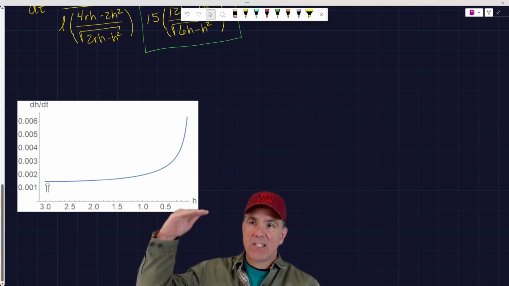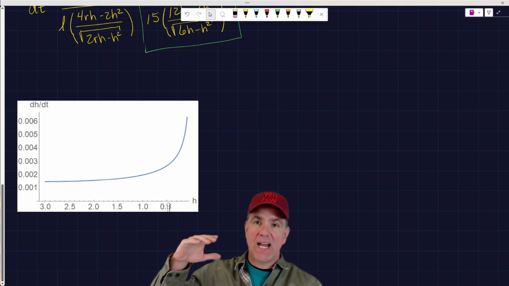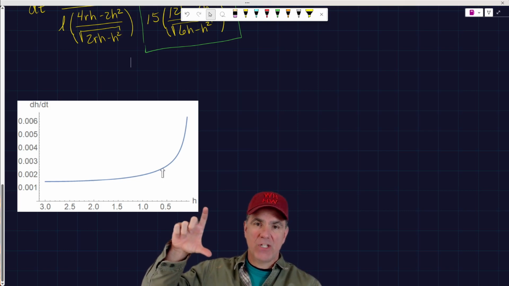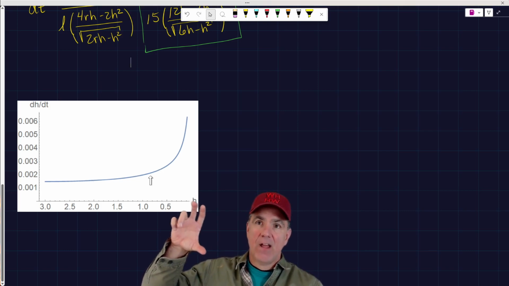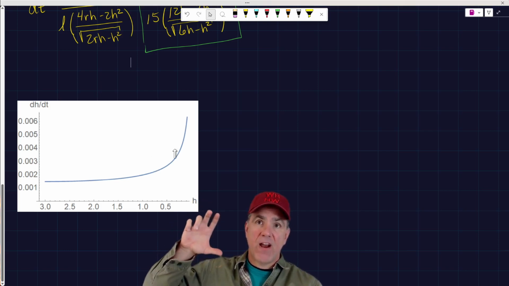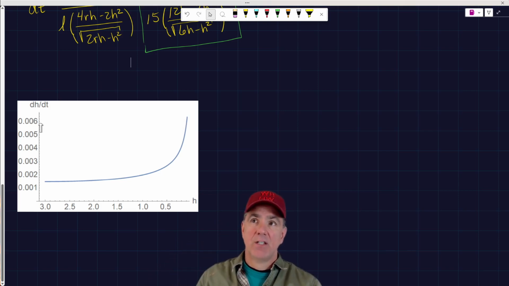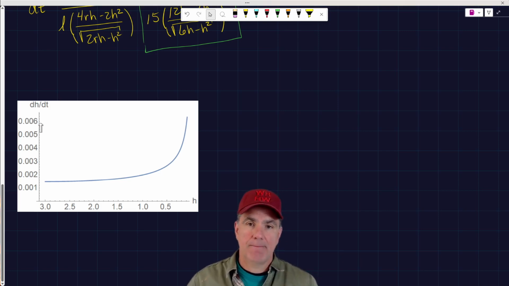But then we can see as the height is dropping, so the height is decreasing this way, the rate at which the height is decreasing continues to increase. And then as we get down to the remaining half a foot, which is about the last 6 inches of our tank, then the rate of change of the height of the fluid in the tank goes up very quickly in here. And I stopped this graphic at the last inch, 1/12 of 1 foot. And at that point, we have a rate of change of over 6 thousandths of a foot per second.